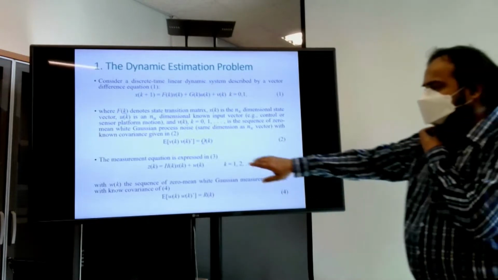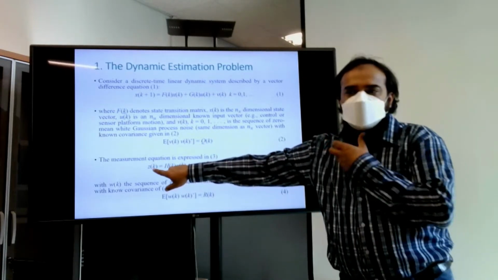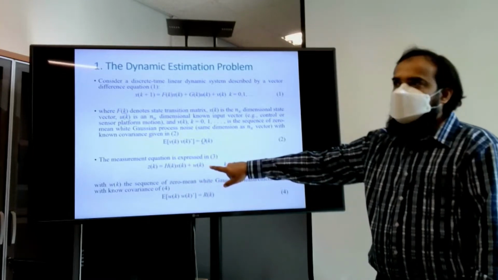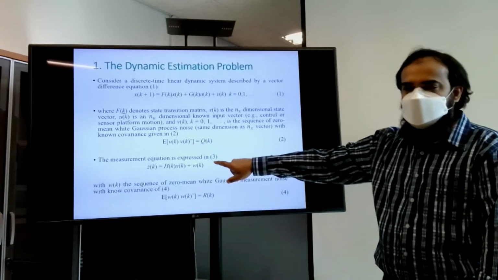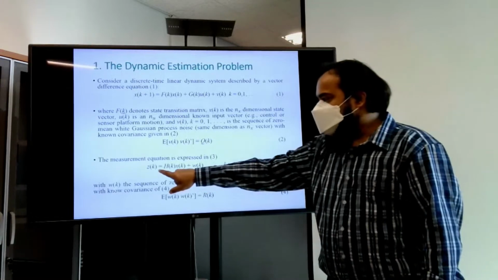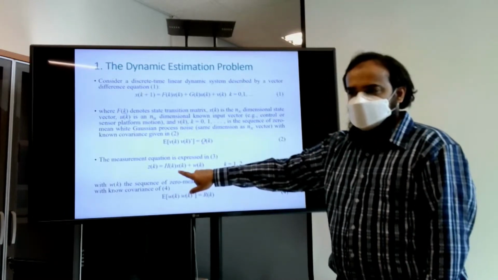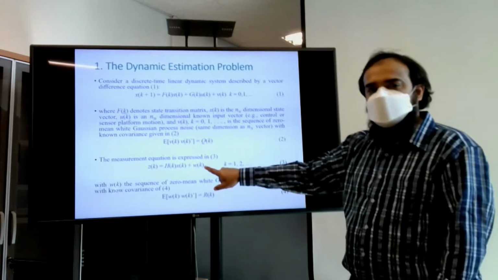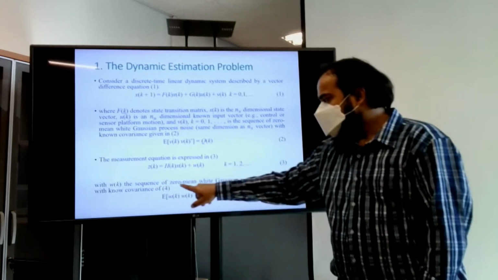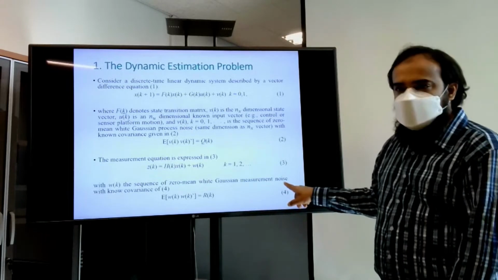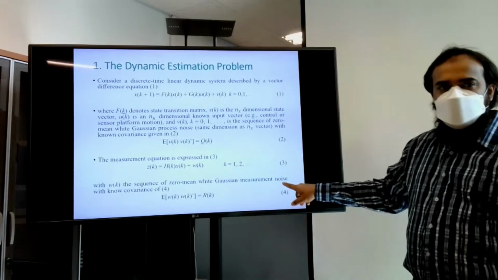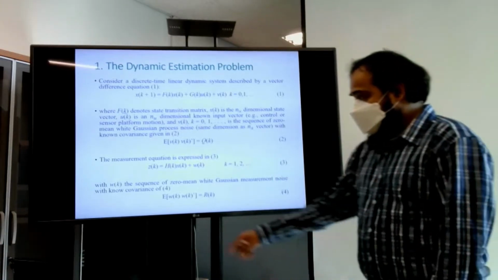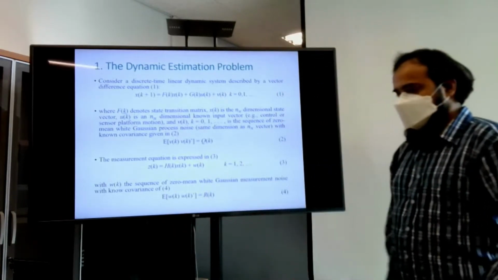Now the measurement. This is the sensor output. We call this the sensor model, which calculates the measurement with the additive noise Wk. Wk is a sequence of zero mean white Gaussian measurement noise. This is the sensor noise or position measurement noise, with known covariance Rk.